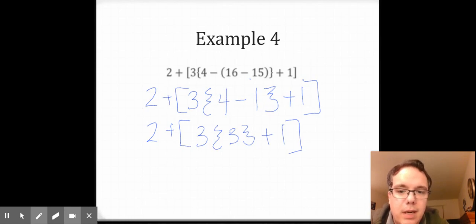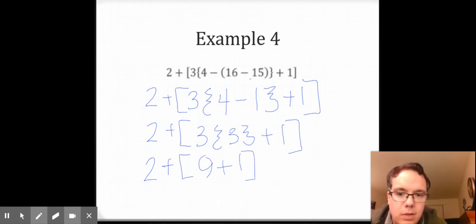So now inside our brackets, we're going to follow the order of operations. So keep my 2 plus out front. And in my brackets, do I do 3 times 3 first or 3 plus 1? Well, multiplication and division come before addition. So I'm going to multiply my 3 times 3, which is 9. And so I'm going to get 2 plus 10. And 2 plus 10 is 12.